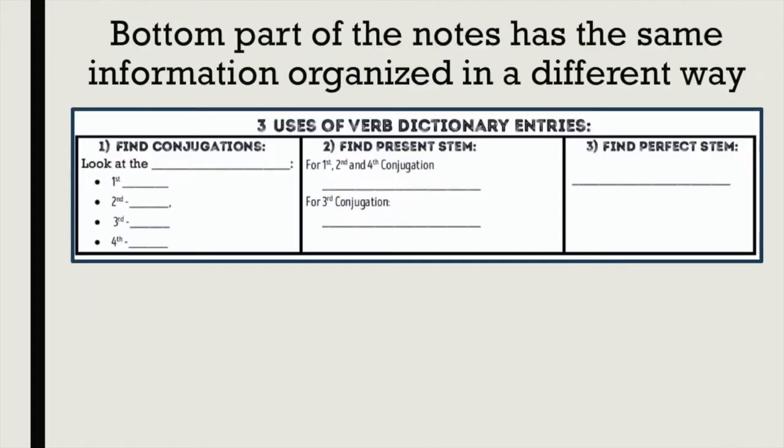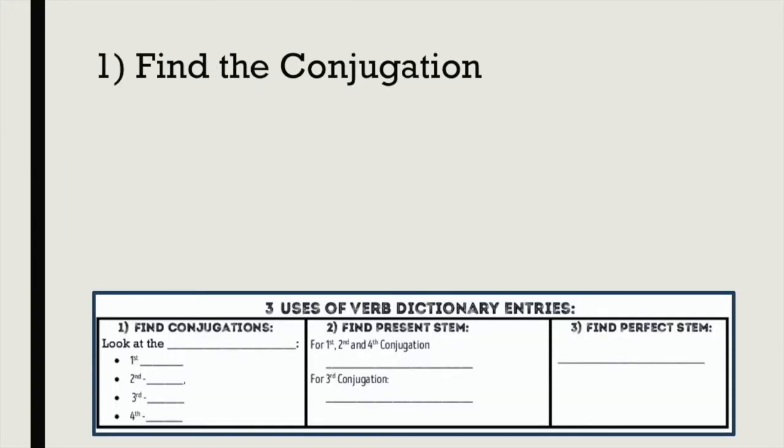Nice and easy. Okay, so we're going to move on to the bottom part of your notes. The bottom part of your notes actually has all the same information as the top part, but it's organized in a slightly different way. So there are three main uses of verb dictionary entries, and these are organized that way instead of by how you use each principal part. So the first thing you can do is use them to find the conjugation.